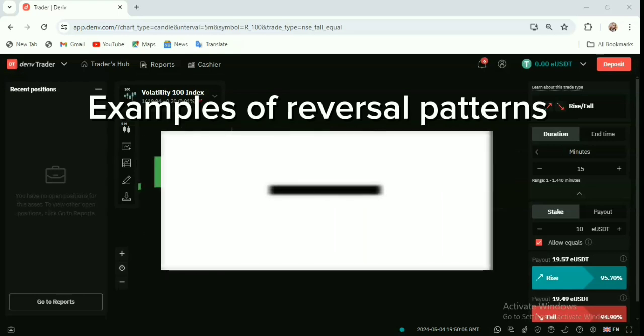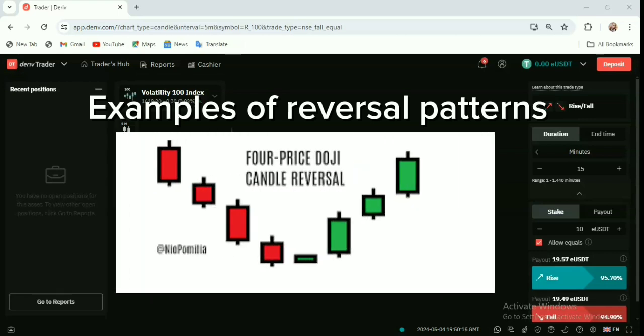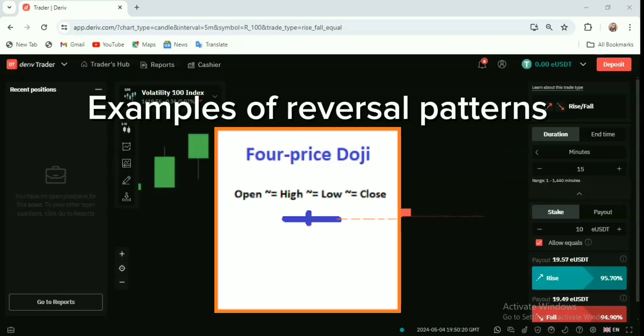The four price doji is simply a horizontal line with no vertical line above or below the horizontal. This pattern signifies the ultimate indecision, since the high, the low, the open and the close, all four prices represented by the candle are the same. It signifies indecision or an extremely quiet market.